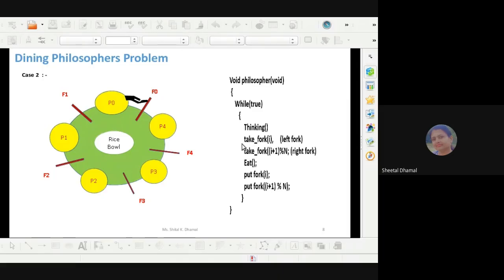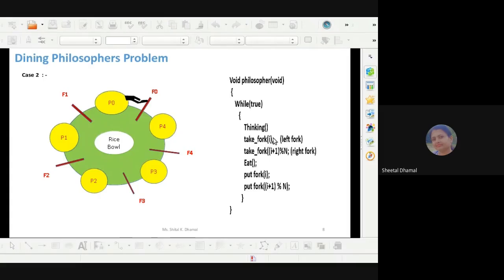At first he will execute the take fork function, where the value of i is equal to 0. So i equal to 0 means he will pick up the F0 fork. But now let us consider that we are using a multiprocessing environment, and you have allotted some time slot to each process. Suppose the time slot of process P0 is over after performing this take fork operation.